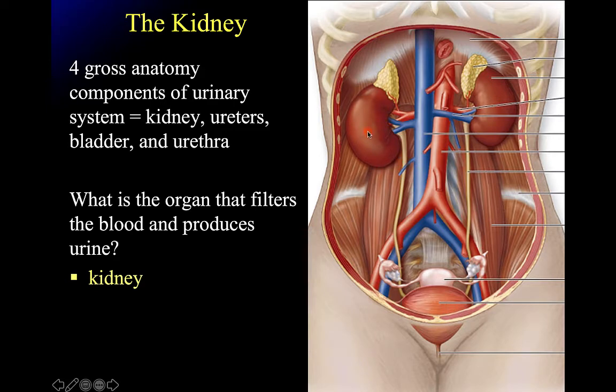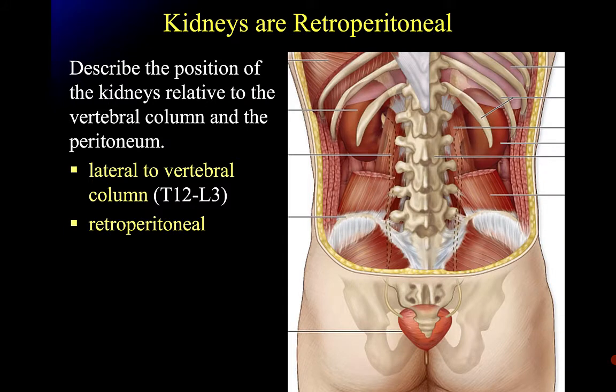We have the kidneys, which produce urine. We have ureters, which carry the urine down to the urinary bladder, which stores the urine, and then the urethra, which allows that urine to exit the body. So we're going to begin here with the kidney, and again, just recognizing that as an organ that filters blood and produces urine, and by filtering blood, we'll talk about that a little bit later on as far as kidney functions. First, we'll address the position of the kidneys.